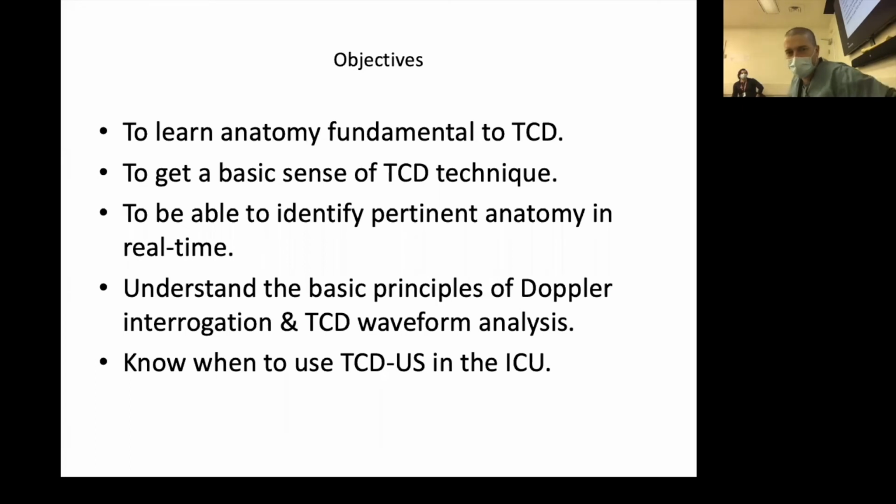Okay, so the objectives of the talk are to learn the anatomy fundamental to TCD. I think we've done that. Get a basic sense of TCD technique. I think we've done that. To be able to identify pertinent anatomy in real time. Certainly have done that. And understand the basic principles of Doppler interrogation, TCD waveform analysis, and then how this applies to patients in the ICU.